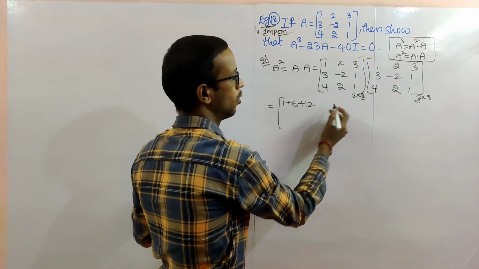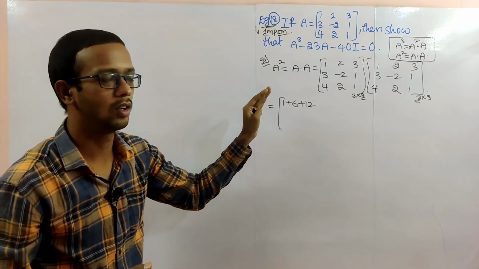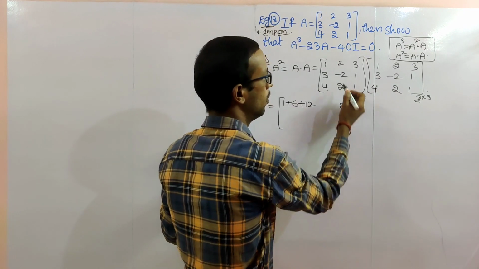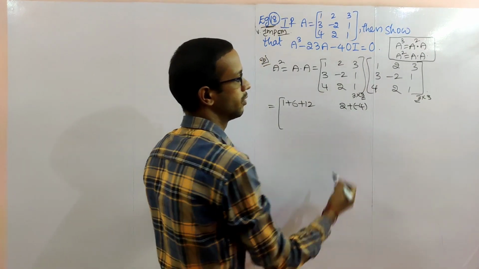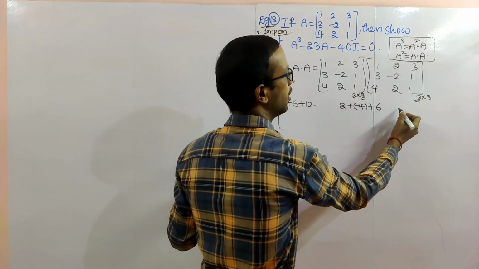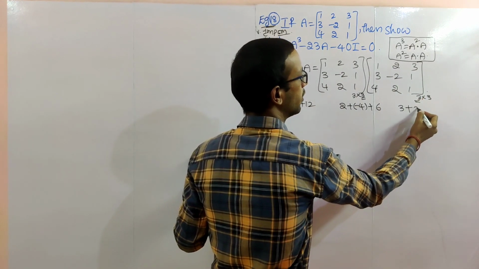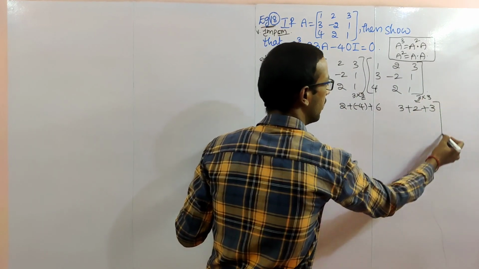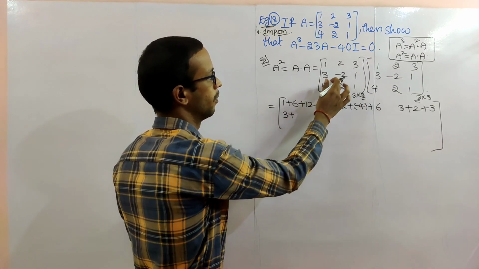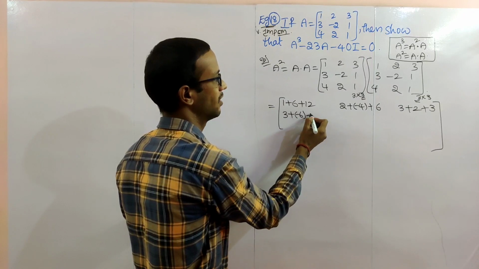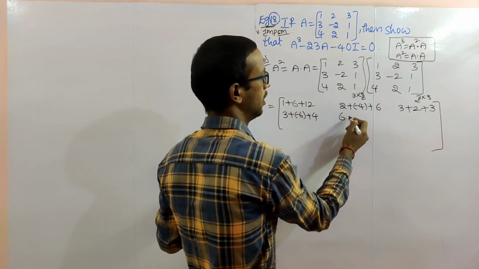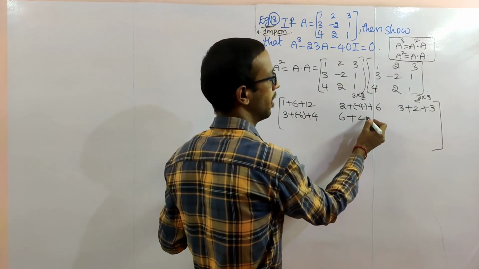Next, 1 into 2. You observe, first row, second column, so leave the space. 1 into 2 is 2, 2 into minus 2 is minus 4, 3 twos are 6. Next, 1 into 3 is 3, 2 into 1 is 2, 3 into 1 is 3. Next, second row: 3 into 1 is 3 plus minus 2 into 3 is minus 6, 1 into 4 is 4. Next, 3 twos are 6 plus minus into minus is plus 4.